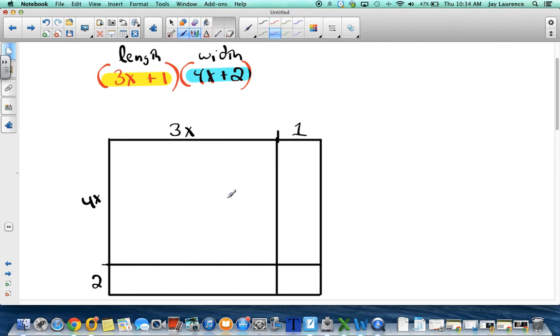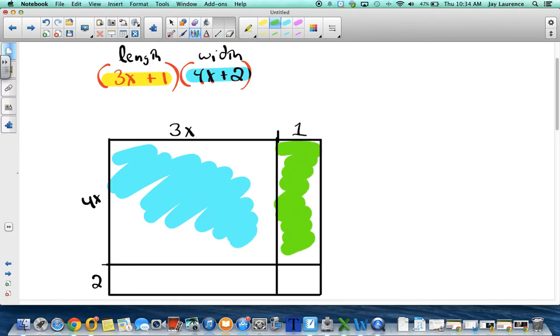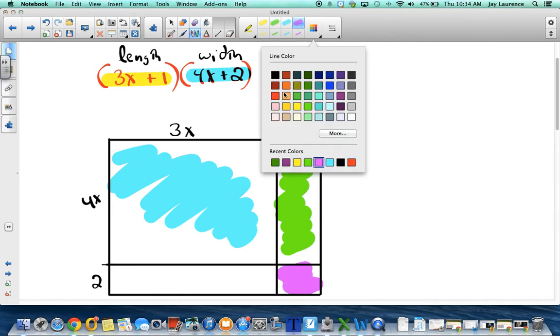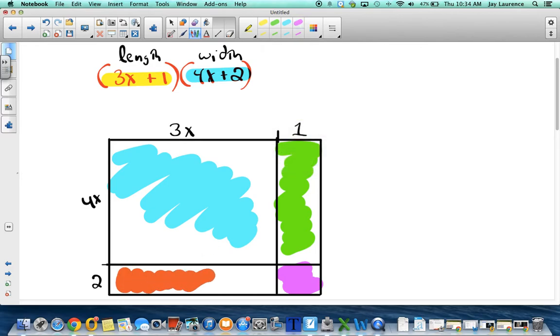Now I'm just going to find the area of each of these pieces, each part of the rectangle. I'm going to find the area of this part, this part, this part, and, of course, this part. Once I'm done, I'm going to add those four numbers together. If there are any like terms, I'll combine them. So, 4x times 3x, I was loving to see how in class many of you were getting x squared right, but 4 times 3 is 12. So it's 12x squared. That's the area of the big rectangle.